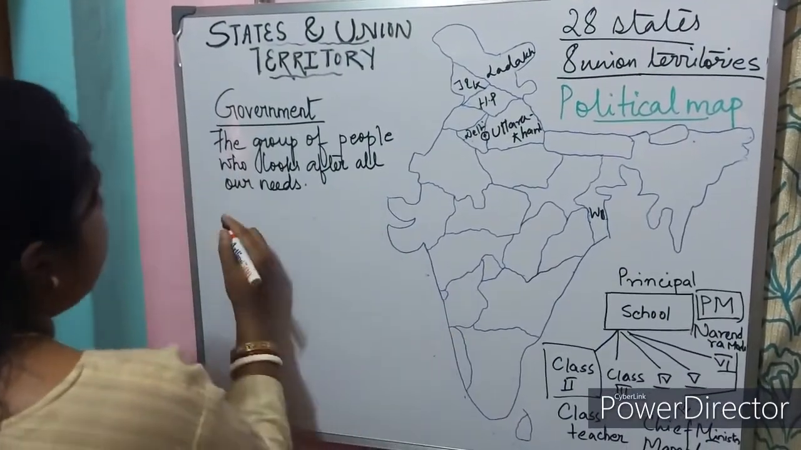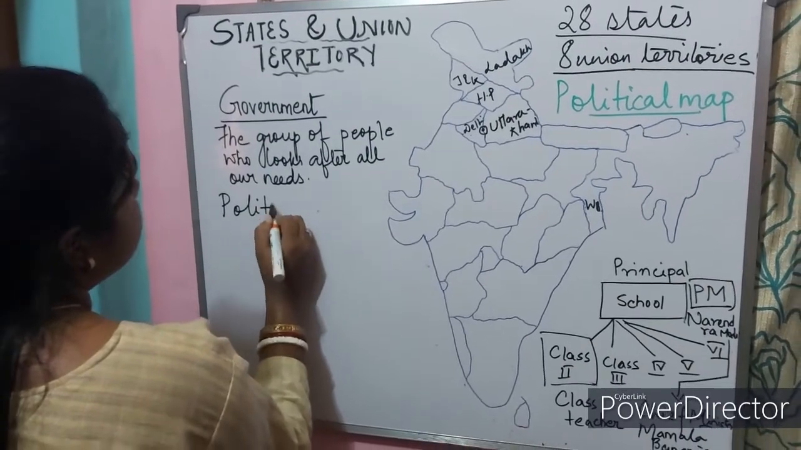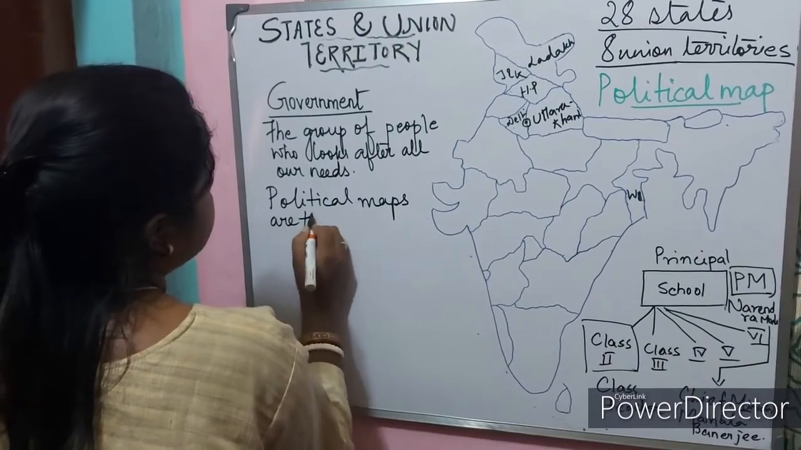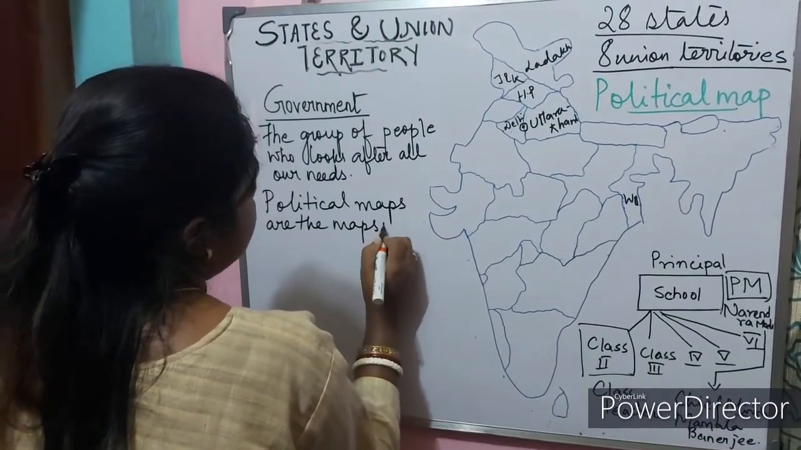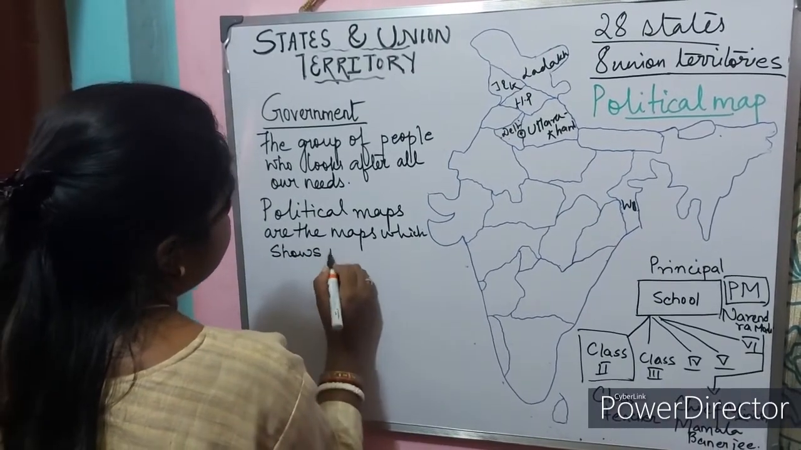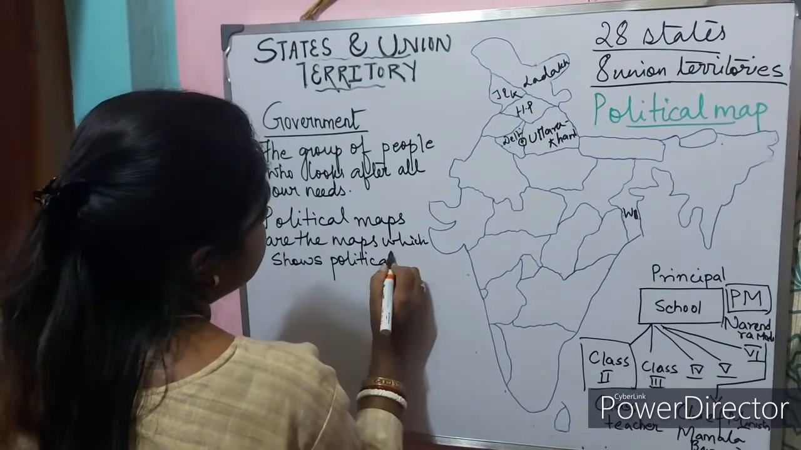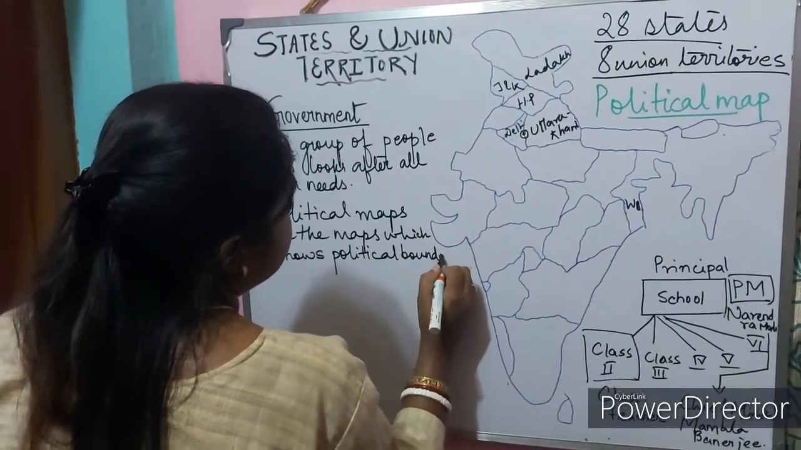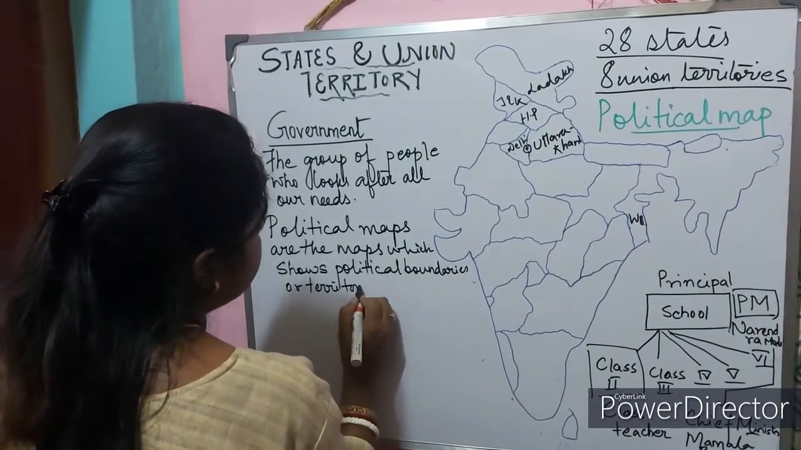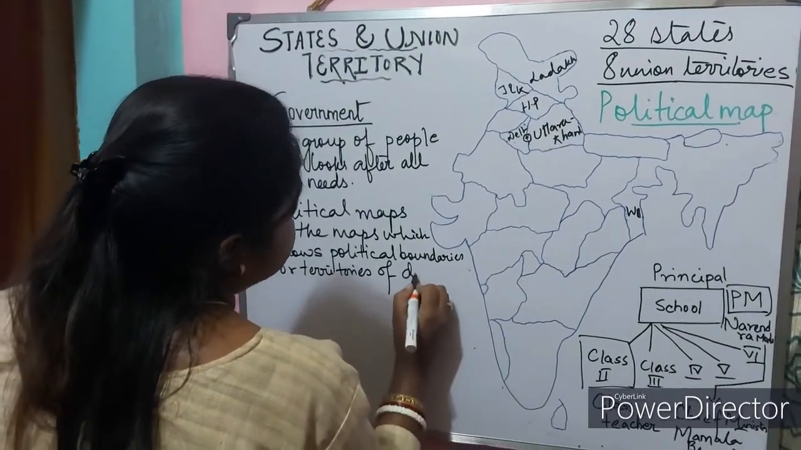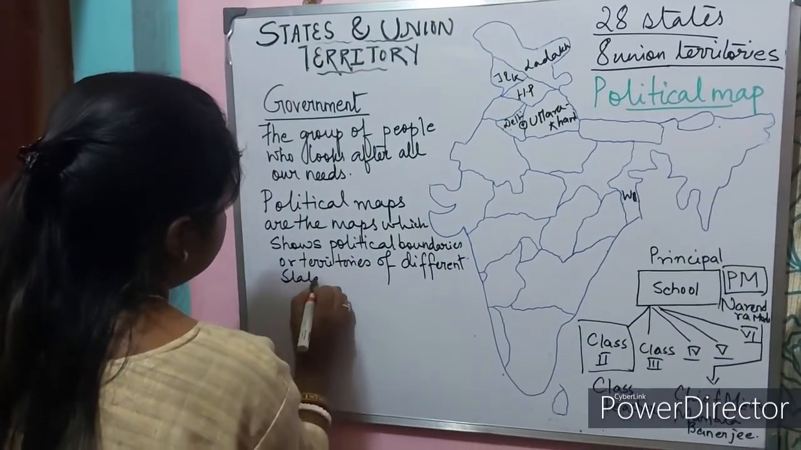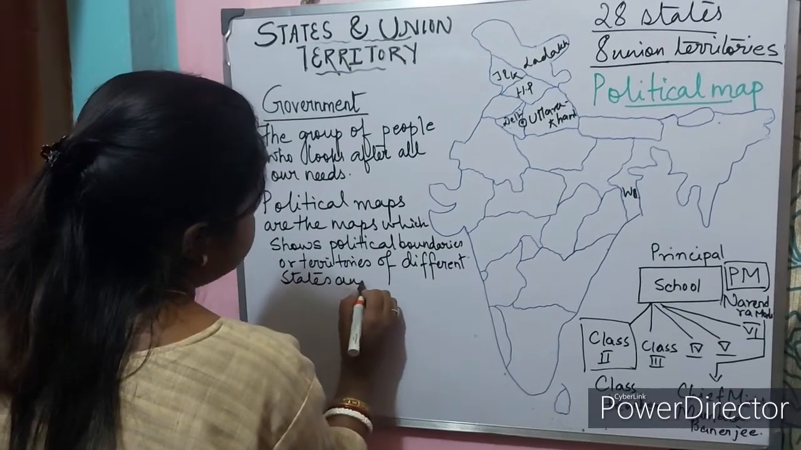What are political maps? Political maps, the maps which show political boundaries or territories of different states and union territories.